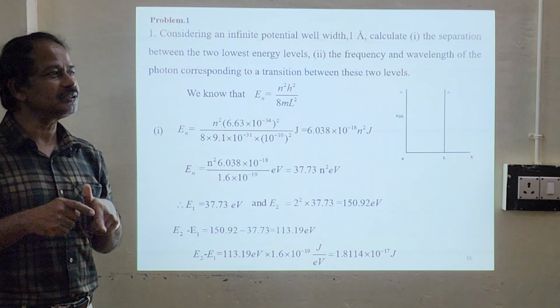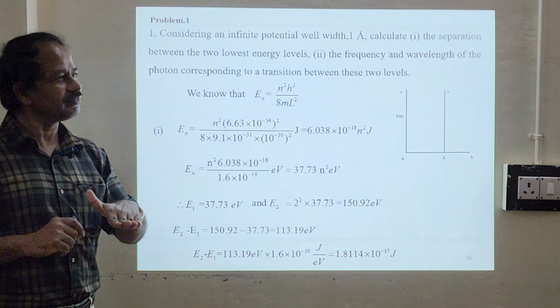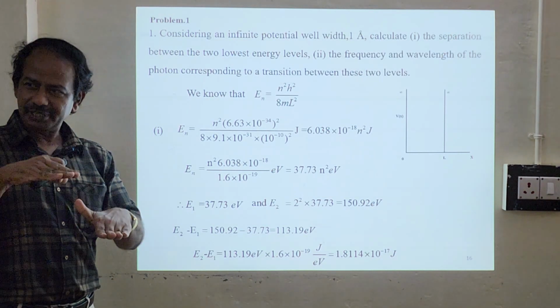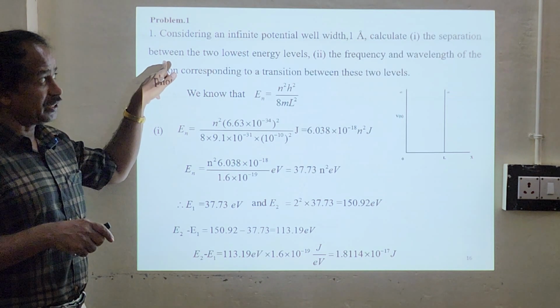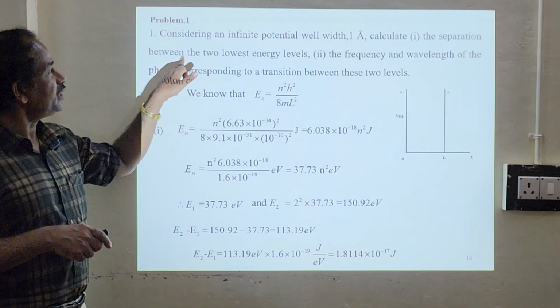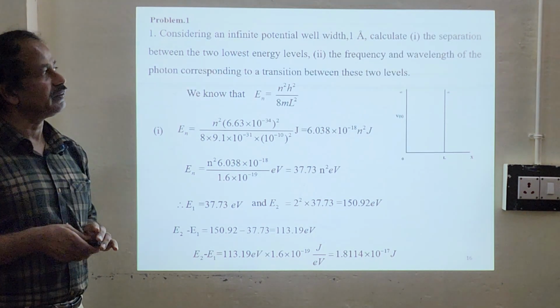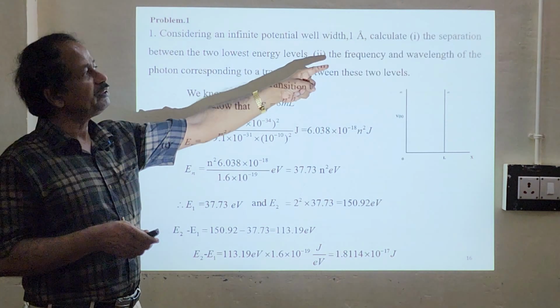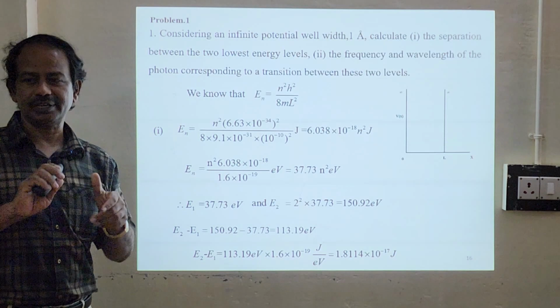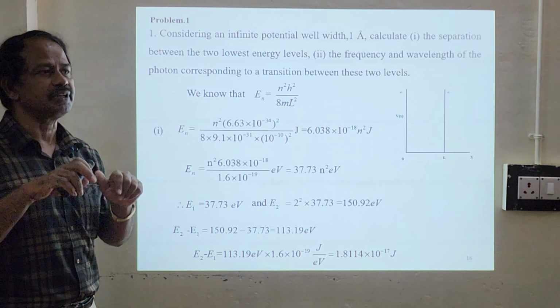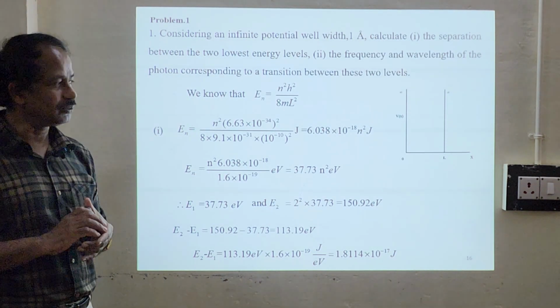So we'll have to find out E1 and E2. The first lowest level will be E1, the second lowest level will be E2. So we are going to find out the difference between these two, the separation between the lowest energy levels. And the second one is the frequency and wavelength of the photon corresponding to a transition between these two levels. So we are going to find out the frequency and wavelength. Okay, let us see how it goes.